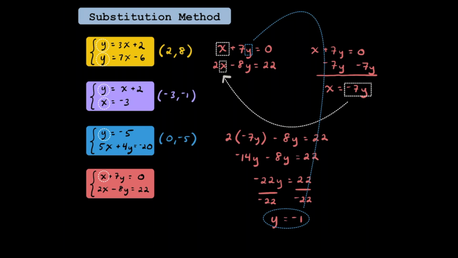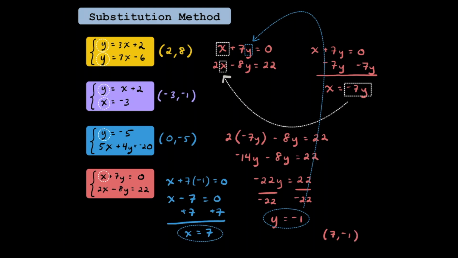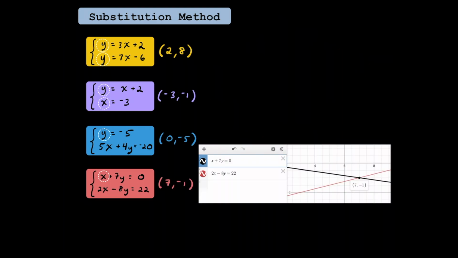To solve for x, we're going to substitute y equals -1 in for y here. Since the top equation is a little simpler, I'm going to plug in y is equal to -1 to solve for x. Once we substitute, we're going to get x plus 7 times -1 is equal to 0. 7 times -1 is -7, so we're going to get x minus 7 is equal to 0. And we're going to add 7 to both sides here to find out that x is equal to 7. Now that we have both x and y, we can say our solution is (7, -1). And here we can see that our graph checks out.